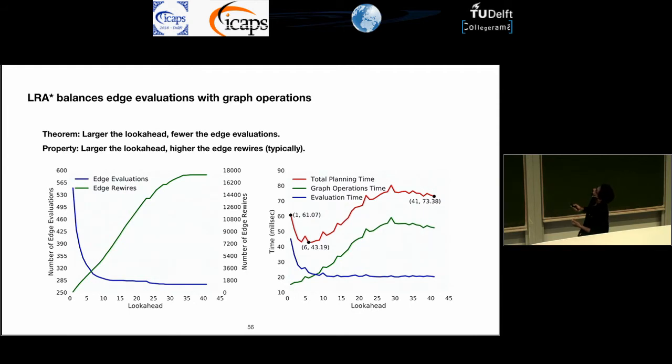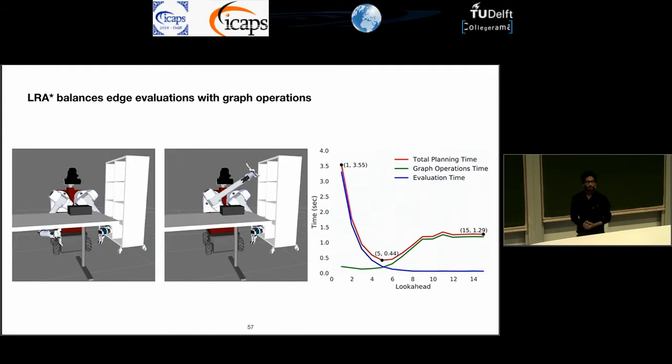So the blue is the edge evaluation time, the green is the rewire time, and the red shows the total planning time. We also perform our experiments on a 7-dimensional robotic manipulator arm, where we look at a tabletop manipulation task where the robot has to move its arm to reach out for a shelf while avoiding the obstacles on the table and the table itself.